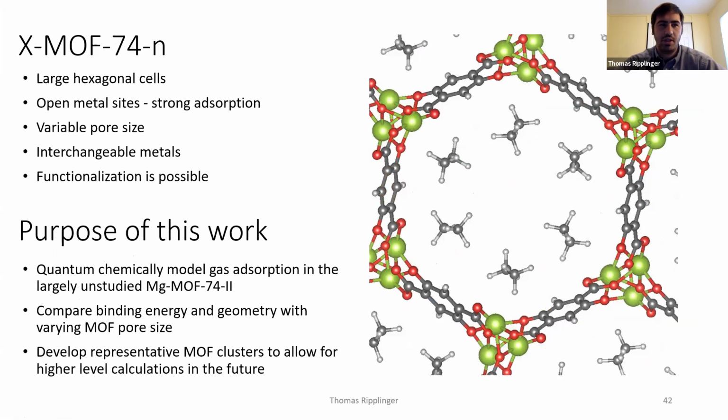So into the naming convention. The beginning part of the MOF name is what metal site there is. In this study, it's all magnesium, so X would be the magnesium in this case. MOF-74 is the name of the structure type, and N is the number of benzene rings that connect the metal sites. So in the picture to the right, we see that there's only one benzene ring connecting each of these metal vertices. So this would be MgMOF-74.1.